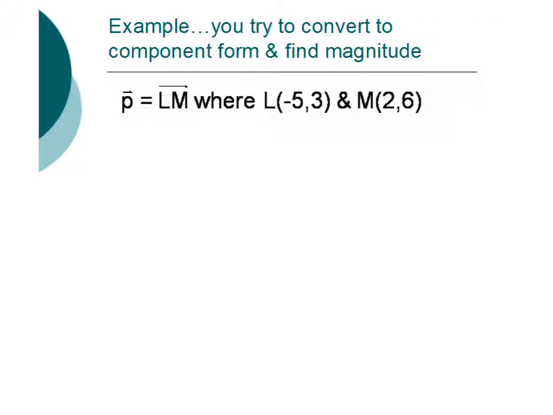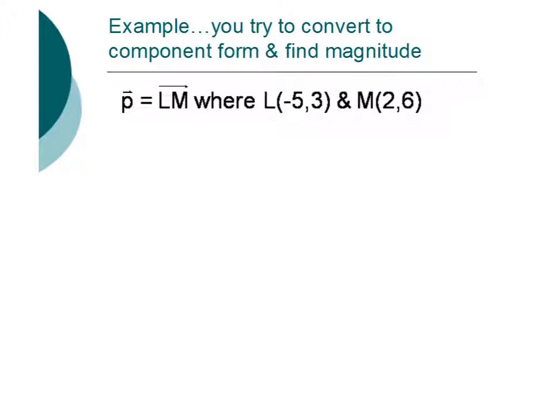Now, before we get too far, let's tie this all back together and start from scratch and see if we can do this. I'm going to take this directed line segment, or this vector, where it's given to you with 2 ordered pairs rather than giving it to you in component form. So I'm going to convert it to component form first so that I can quickly find the magnitude of it.